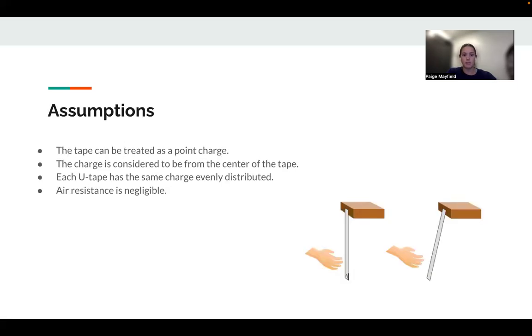So for this, we have some assumptions: that the tape can be treated as a point charge, and the charge is considered to be at the center of the tape. Each U tape has the same charge evenly distributed throughout, and air resistance is negligible in our calculations.